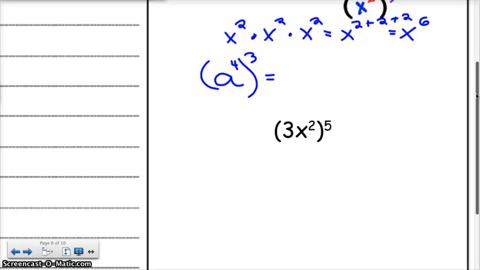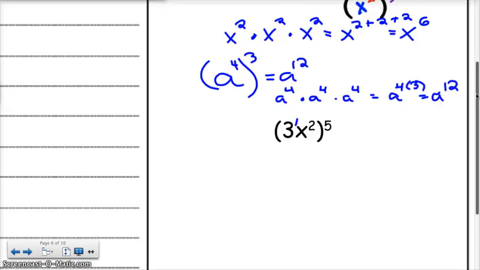Okay, Austin, what do you think? A to the 12th. So tell me what you did with your exponents. I multiplied. Okay, let's test it now. A to the 4th 3 times, which is a to the, remember multiplication is repeated addition. So that is a to the 4 times 3, which is a to the 12. Beautiful.